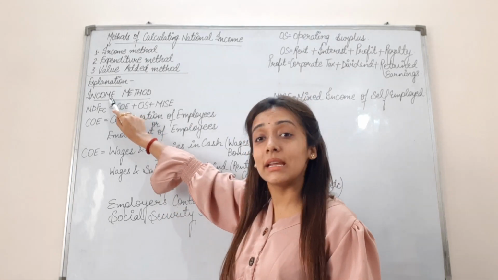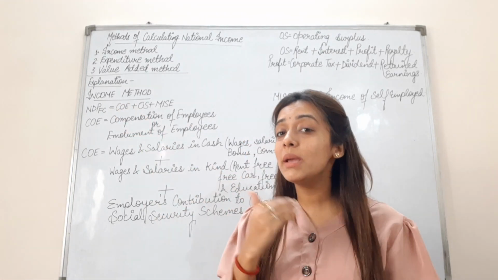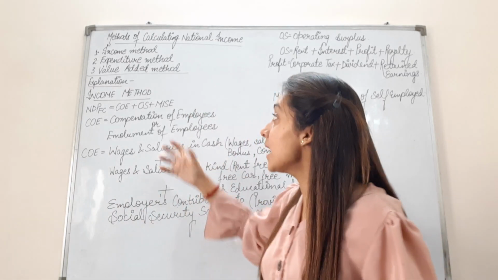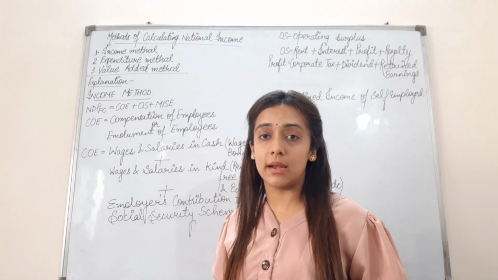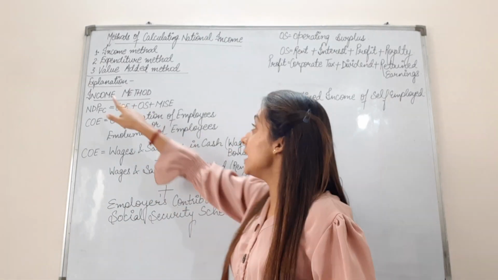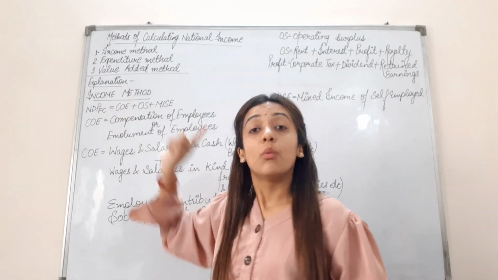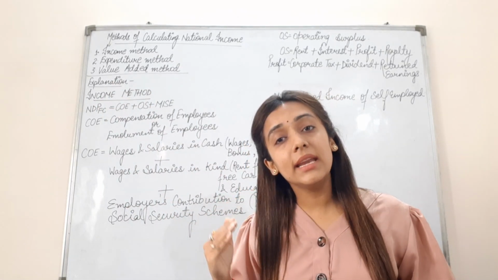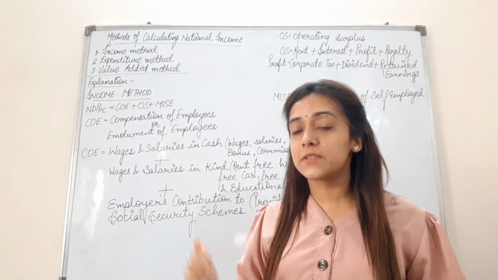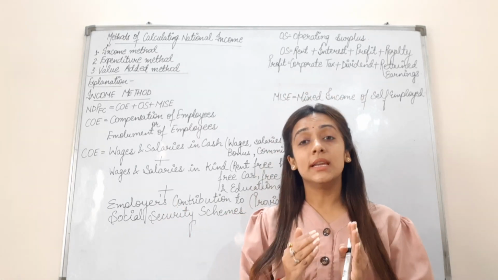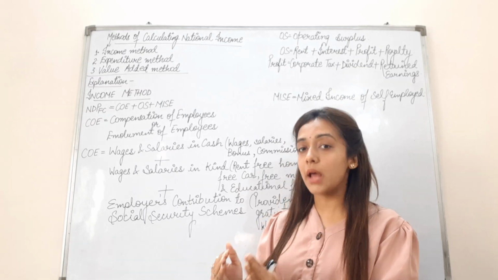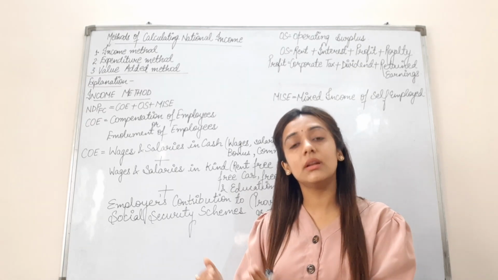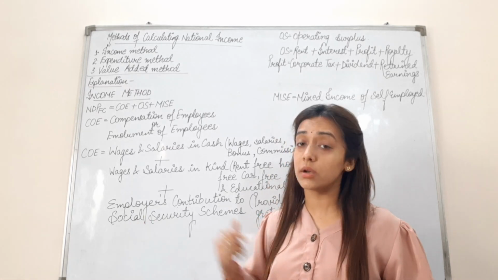Now, what is the income method? We will be calculating the national income by taking various incomes into account. What do we have to calculate? National income, and national income is NNP at FC, net national product at factor cost.